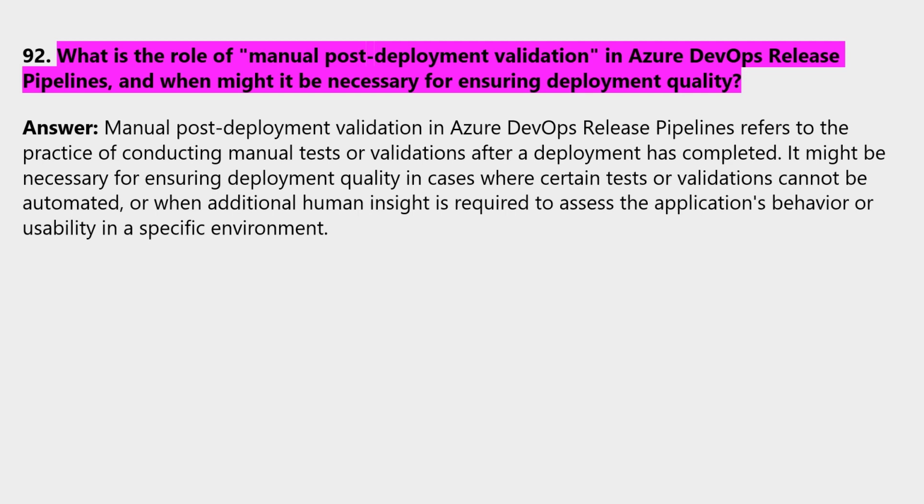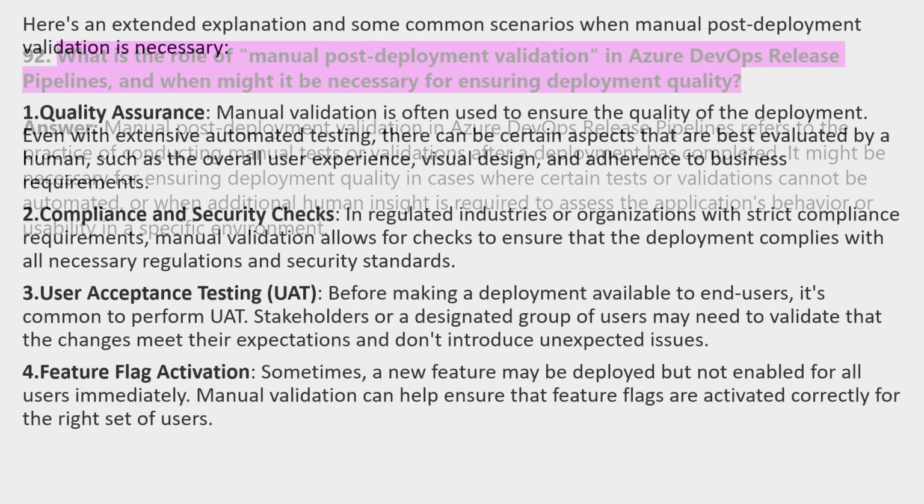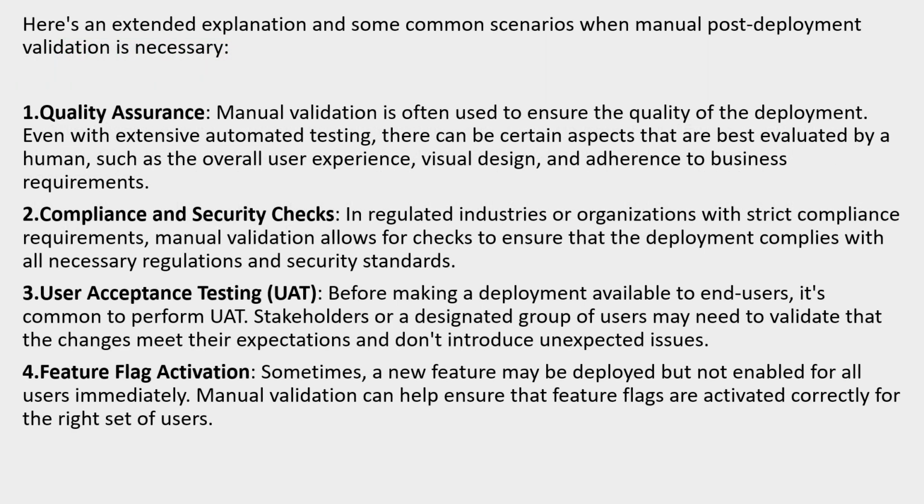Manual post-deployment validation in Azure DevOps release pipelines refers to the practice of conducting manual tests or validations after a deployment has completed. It might be necessary for ensuring deployment quality in cases where certain tests or validations cannot be automated, or when additional human insight is required to assess the application's behavior or usability in a specific environment. Here's an extended explanation and some common scenarios when manual post-deployment validation is necessary.